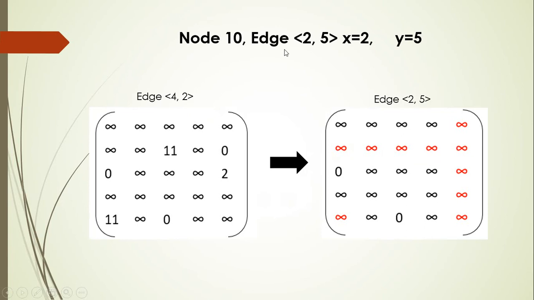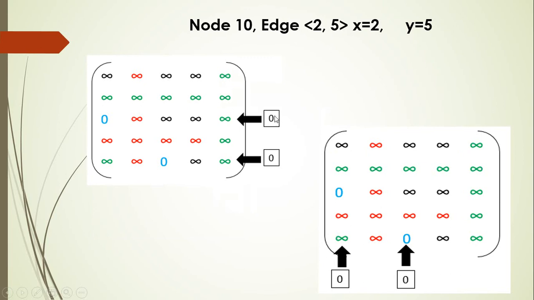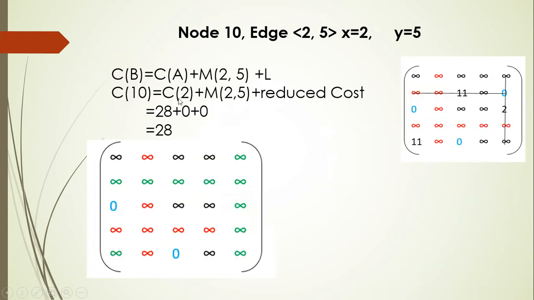For node 10, we are traveling here from 2 to 5. For 2 to 5, make it infinity for the second row, 5th column, and for 5 to 1. Reduce the rows, it's 0. Reduce the columns, it's 0. So total cost of reducing is 0. C of 2 is 28. Travel cost for 2 to 5 is 0. Reduced cost is 0. So it's 28.